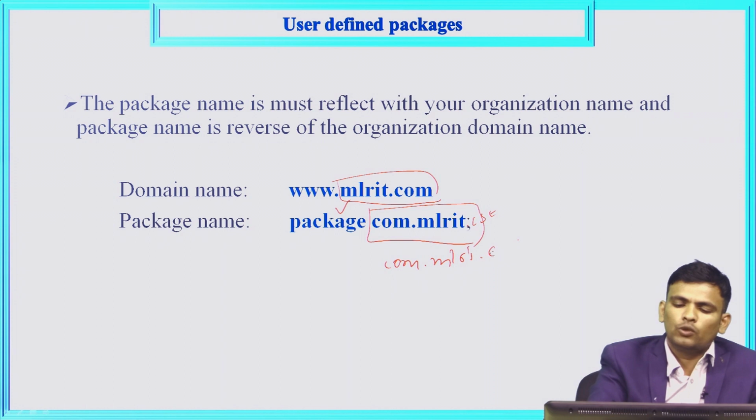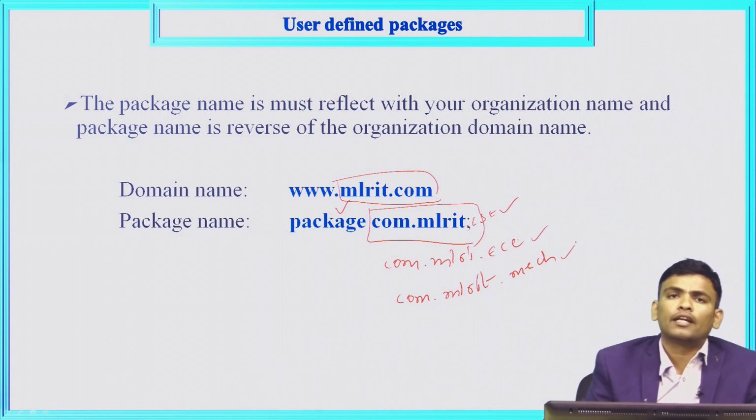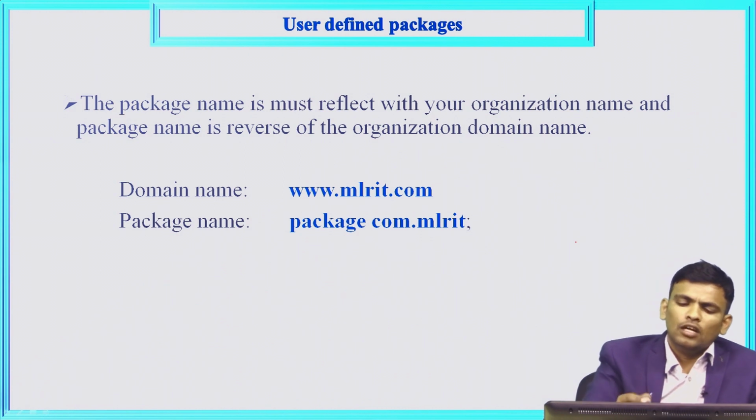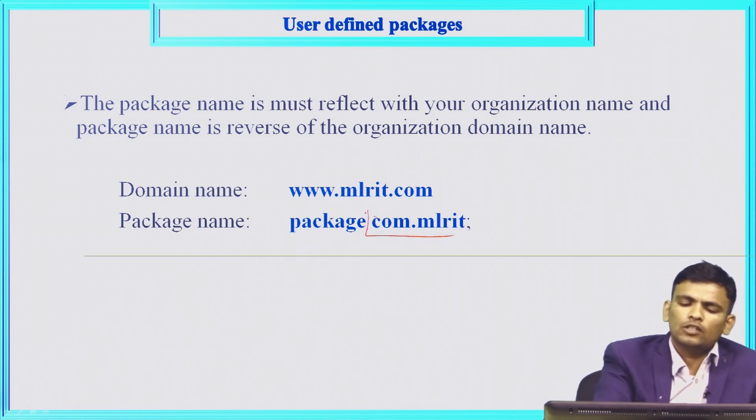Like com.mlrit.ece, you can use it like this. And I want to create one more sub package, com.mlrit.mechanical. So these are the sub packages, like .csc, .ece, .mech. If you want, you can create the sub packages. Now what is the root package here? It is com.mlrit.